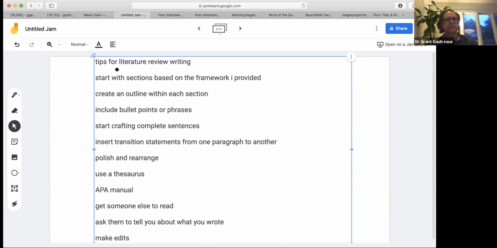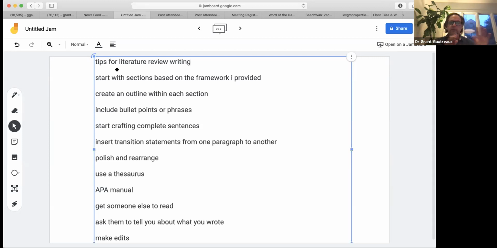Okay, so let's shift into some tips for literature review writing. So, of course, I'm going to recommend you start with the sections based on the framework that I provided in the upside down triangle. Then try to create an outline within each section. So usually it's just words. Then you go back and you start, and those words should be prompts for what you want to fill in the blanks with.